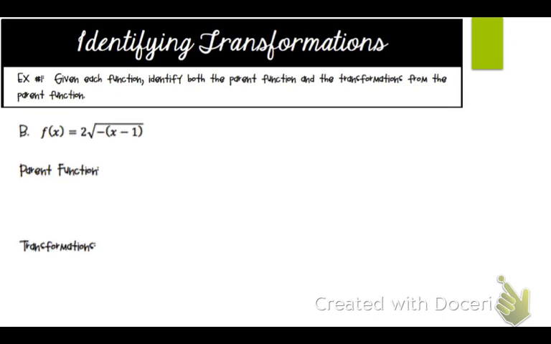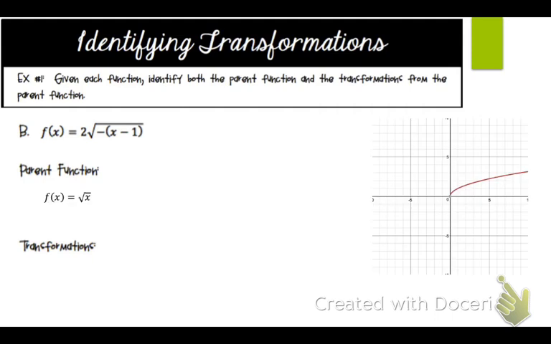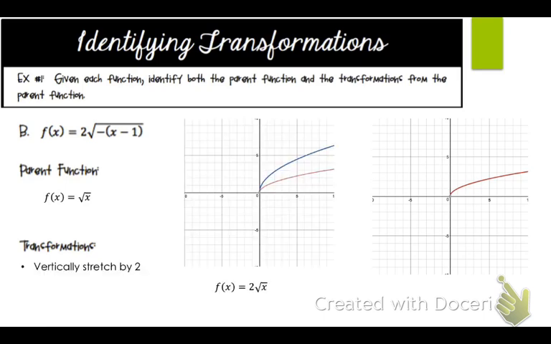So here, my parent function is the square root of x, which is that right there. And then I'm just going to start my transformations from left to right. That makes the most sense to me. That's how we read. That's how we're going to do all of this. Okay? So let's start with the 2. So that 2 vertically stretches this graph by 2. So it makes it go up a little bit more.